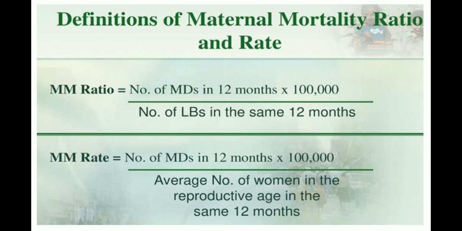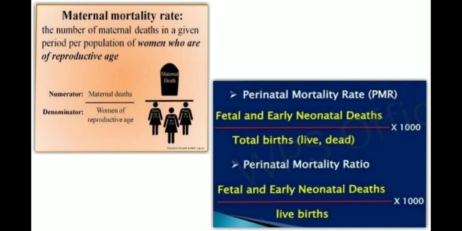And what is maternal mortality rate? That is the number of maternal deaths in 12 months multiplied by 100,000 divided by the average number of women of reproductive age in the same 12 months. Okay, maternal mortality rate is the number of maternal deaths in a given period per population of women who are of reproductive age. So the numerator would be maternal deaths, divided by women of reproductive age.